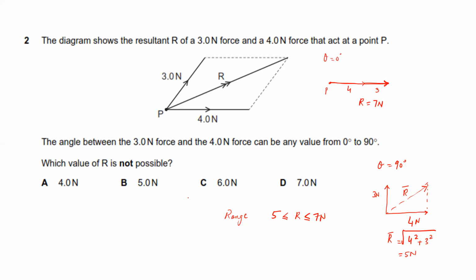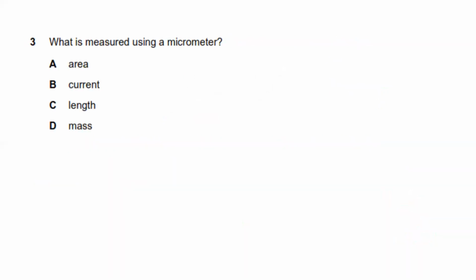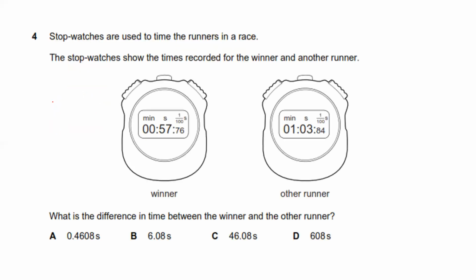So let's see which values do not correspond to this range. 4 Newton, yes, 4 Newton is not in this range. 5 is there, 6 is there, 7 is there. So 4 is not possible. Answer A is the right choice in this case. Next question. Question number 3, what is measured using a micrometer? A micrometer is used to measure length. So area, no. Current, no. Length, yes. Mass, no. So answer C is the right answer.